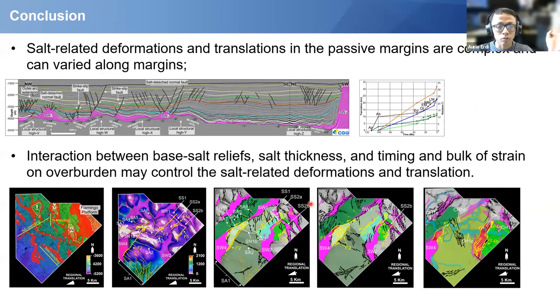And to conclude today's talk, salt-related deformation and translation in the passive margin can vary along the margin. And interaction between basal relief, salt thickness, and timing and bulk of strain on the overburden might control the salt-related deformation and translation.